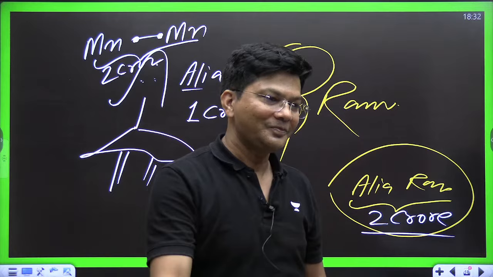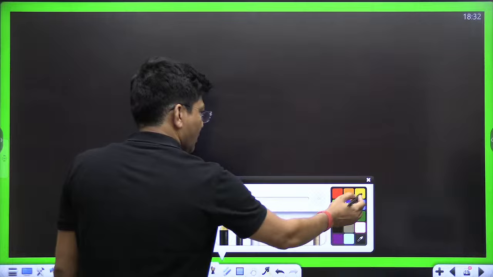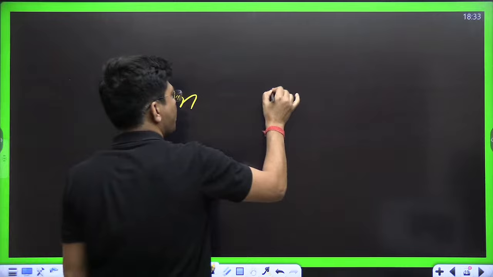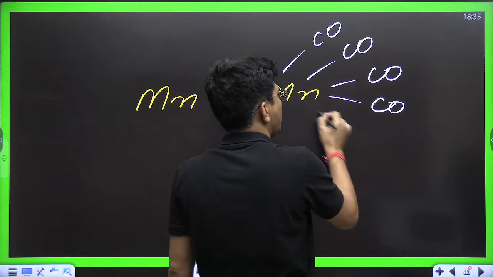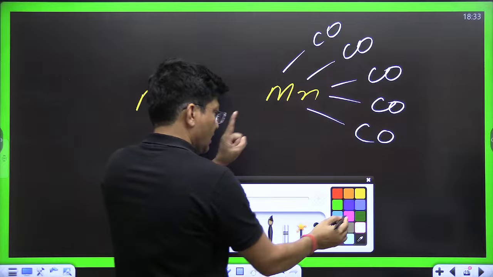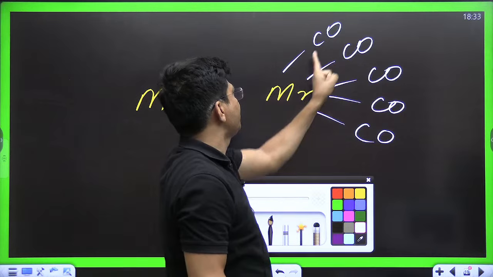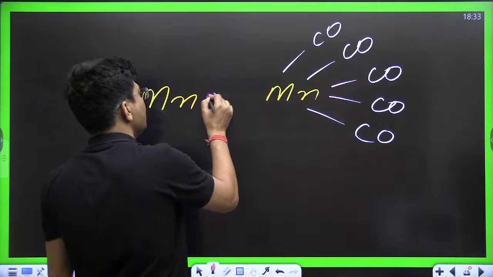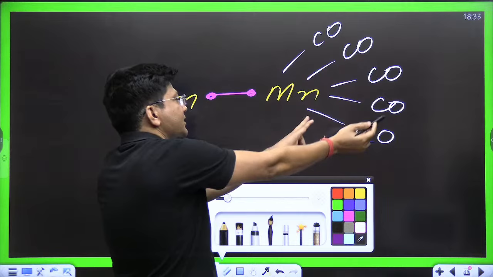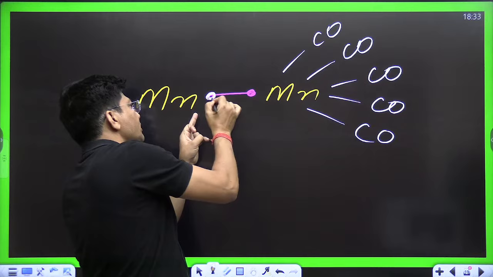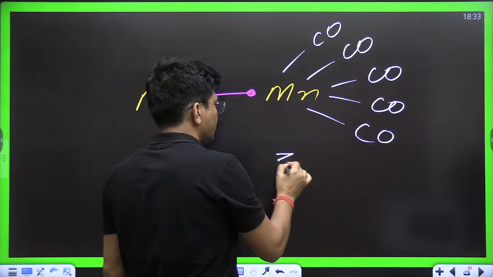Now see, kids, if I write like this: one manganese, one more manganese, and each manganese is bonded with five CO. One CO, another CO, one more CO, one more CO, one more CO. So right now, this manganese is having 25 of its own and 10 from the COs, 25 plus 10, 35. Now, this manganese was having one electron, and this manganese was having one electron, and they shared. Now, kids, just try to understand. Already they were having 35 and they got one extra electron. Now, how much is this manganese having? 36. 36 effective atomic number, EAN.